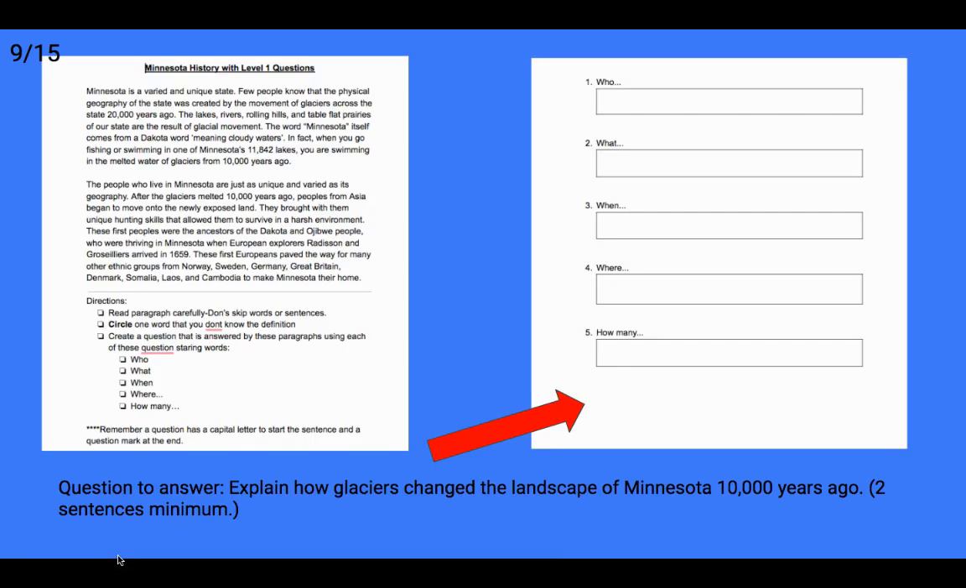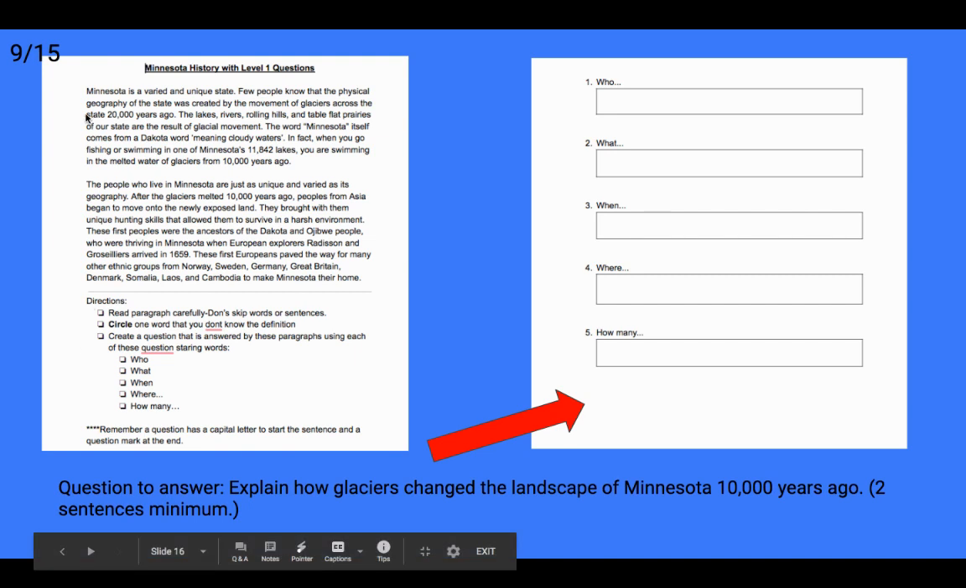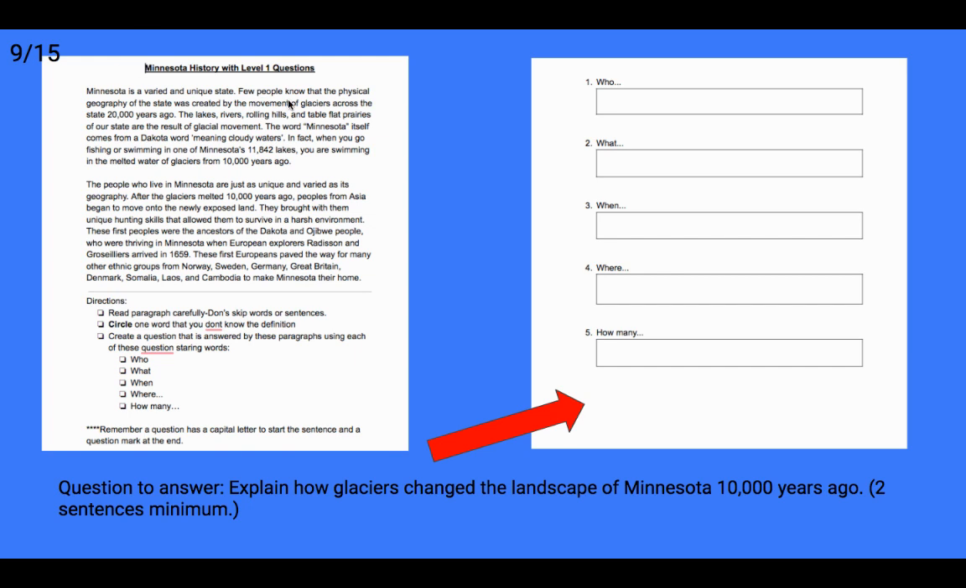So here's the next step. Last Friday, you received a worksheet like this. It had a 2-paragraph little story on there, I'll call it, about just the general geography and history of Minnesota. Right? And on that questionnaire, that worksheet, there were 5 questions: who, what, when, where, and why.